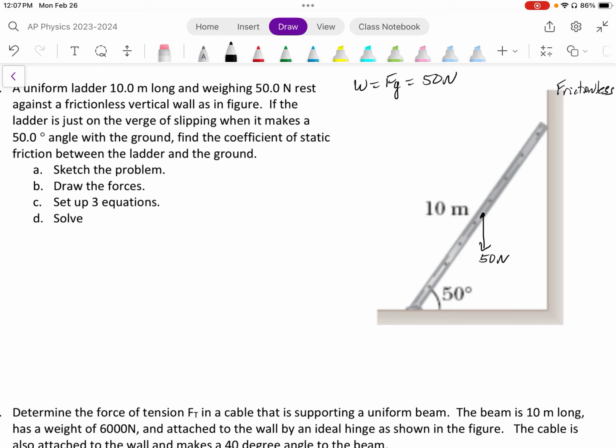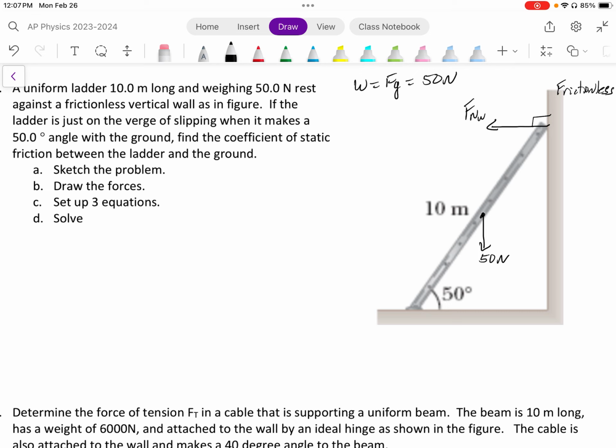Again, I'm in the process of drawing all my forces on the ladder. The ladder is in contact with that wall up top. That is, therefore, a force normal, and it's going to be from the wall. Now, force normal is perpendicular. I know it looks weird, but the force normal from the wall acts on the ladder perpendicular to that surface. And so there you go.